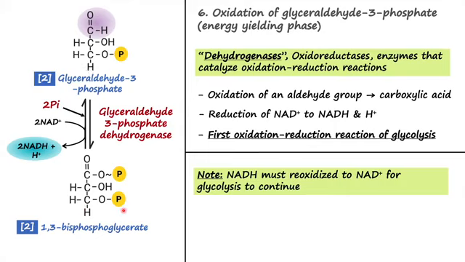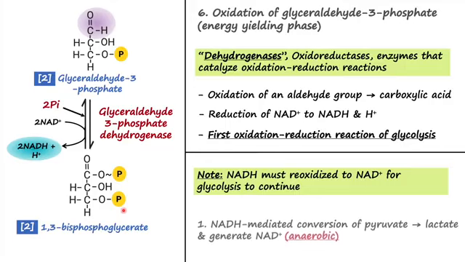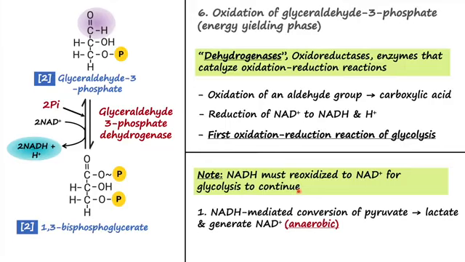So basically there are two different mechanisms through which NAD plus can be obtained by oxidation of NADH. First is NADH mediated conversion of pyruvate to lactate, and this reaction is only possible when there is not enough oxygen in the cell. That means during anaerobic condition. So during anaerobic condition, pyruvate is converted into lactate, and by doing so, NADH is oxidized to NAD plus, and this NAD plus then can be used in the glycolysis reaction of converting glyceraldehyde 3-phosphate to 1,3-bisphosphoglycerate.